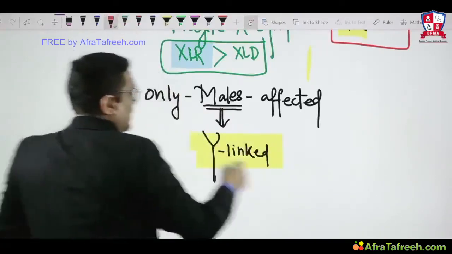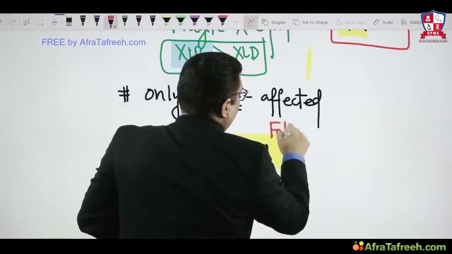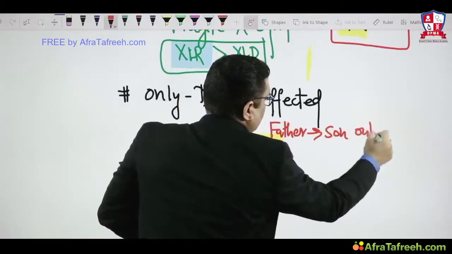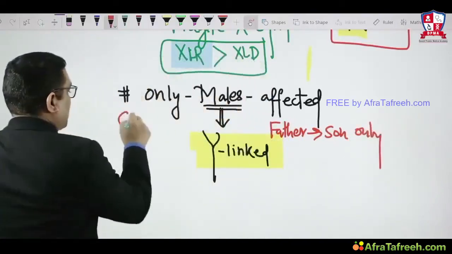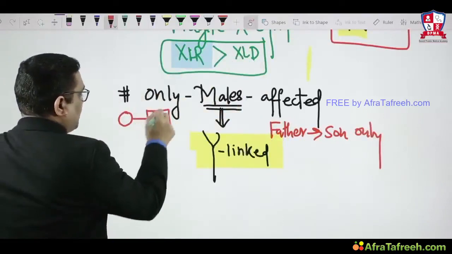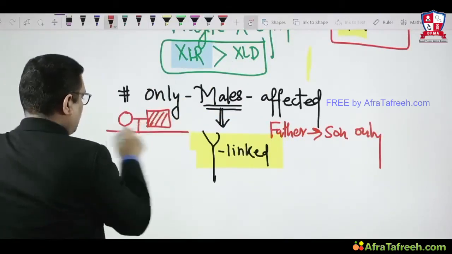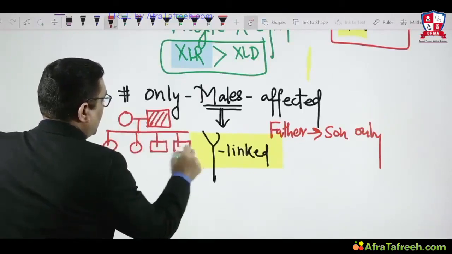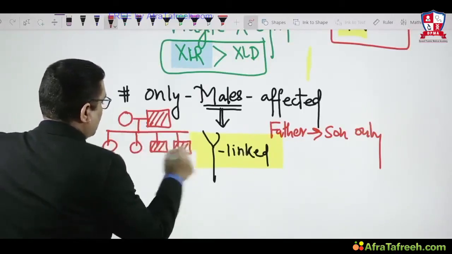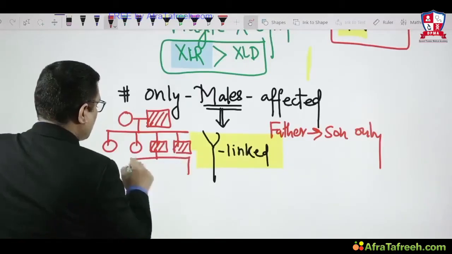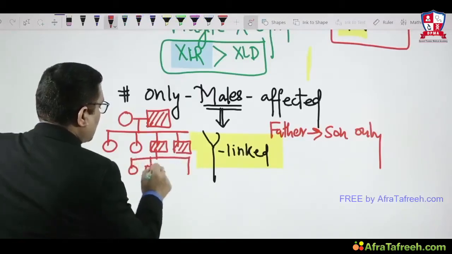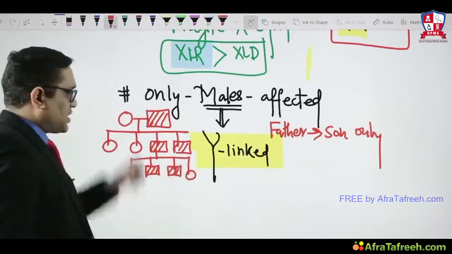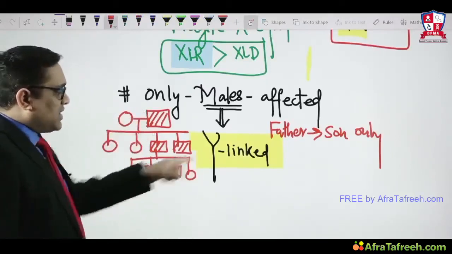The question was given like this: a disease was transmitted from father to son only. You can see in this pedigree that the son is affected, and in the next generation also only sons are affected. Females are not affected. So father to son only means Y-linked disorder.